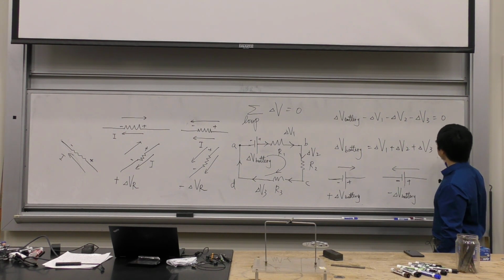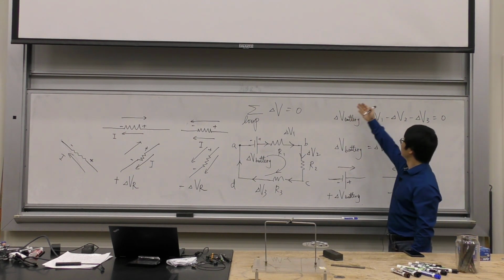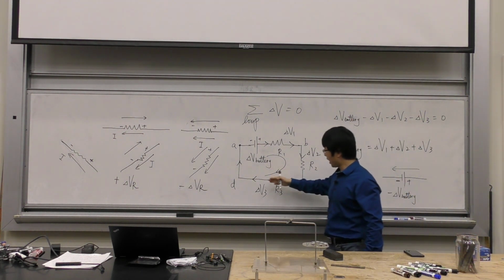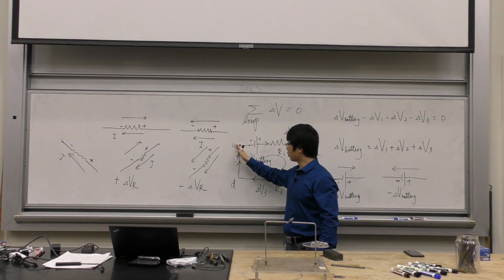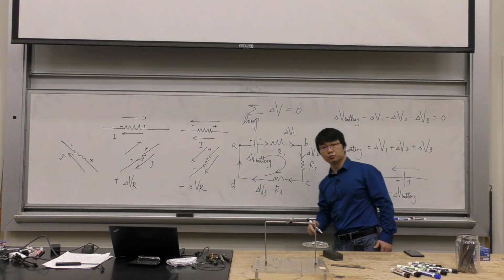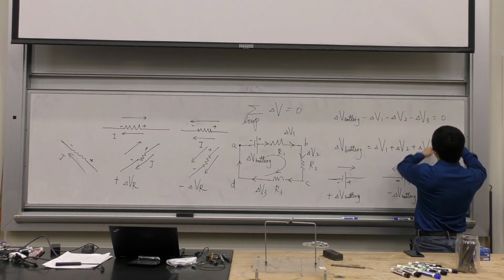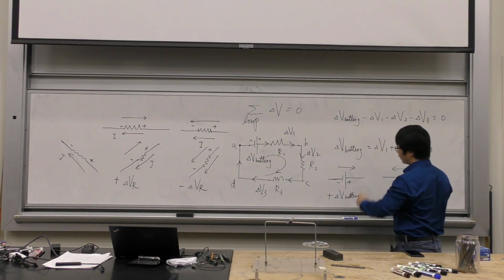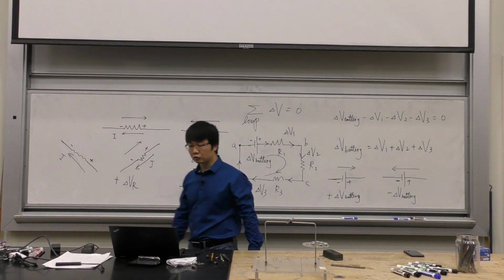Then I'm going to be back to where I started. If I started from A, I have already written these 4 voltages I see in this closed loop. I'm done on the left hand side, I put a 0 on the right hand side. That's the complete equation for this closed loop.